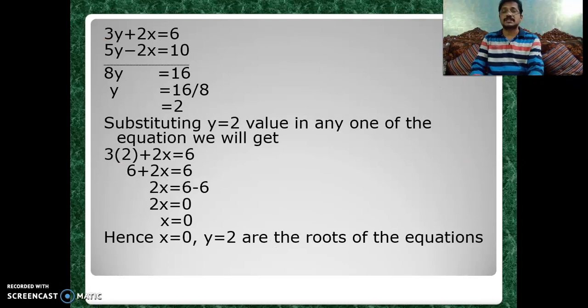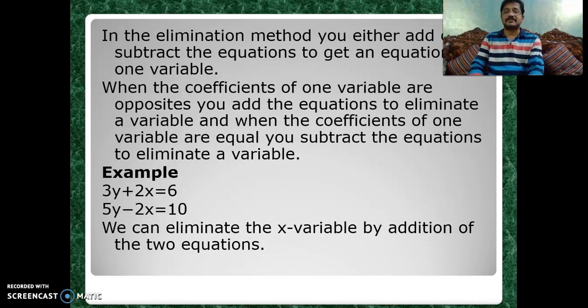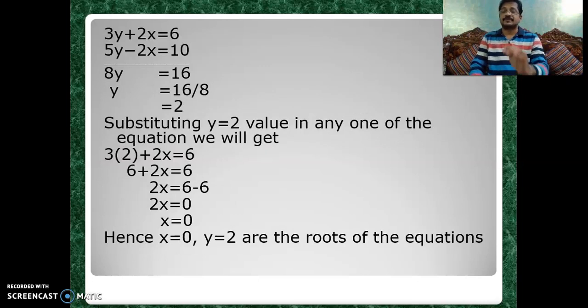So 3y plus 2x equal to 6 and 5y minus 2x equal to 10. So first, do you have to subtract or add? Which one are you going to use? Addition, correct. So 3y plus 2x equal to 6, 5y minus 2x equal to 10. So 3y plus 5y, that is 8y, plus 2x minus 2x gets cancelled. 6 and 10, of course it is 16. So 8y equal to 16, or y equal to 16 by 8. So it gives 2. So the value of y is 2. Substituting the y equal to 2 value in any one of the equations, you get the value of x.